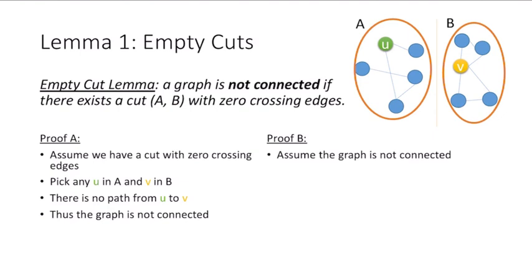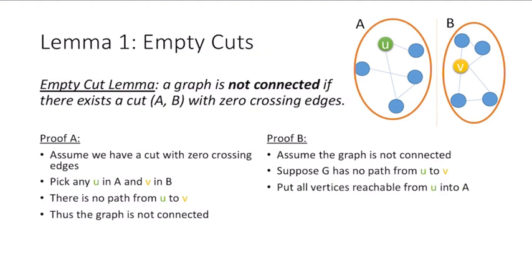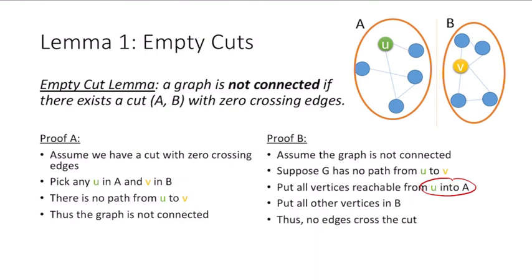We could do this in the opposite way. We could say, let's assume that the graph is not connected, and let's assume that there's no path from u to v. Well, what we can do is put all of the vertices reachable from u into one partition and all the other vertices in B, and there are no edges that cross the cut. So that's two different ways to say that if the graph is not connected, there exists a cut with 0 crossing edges.